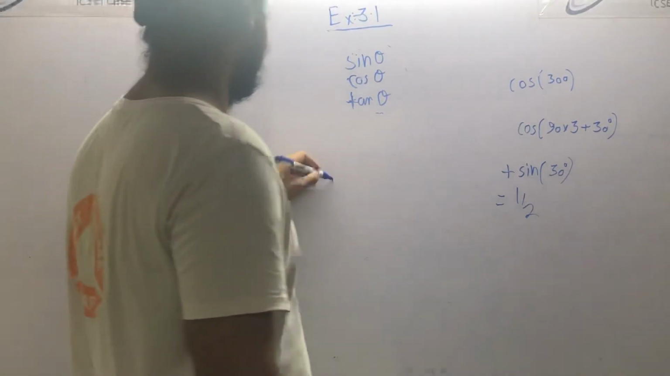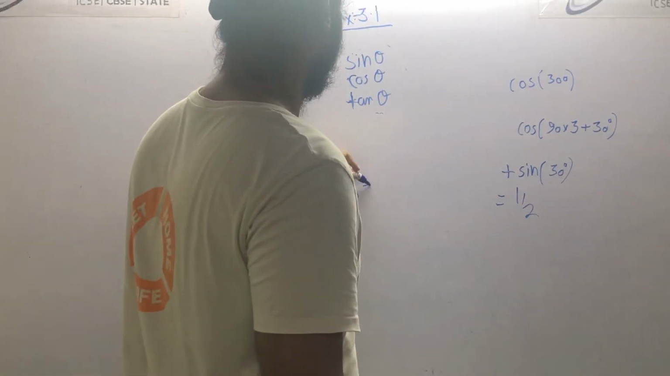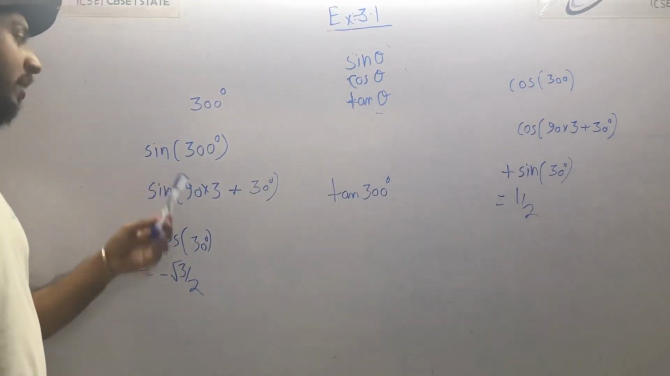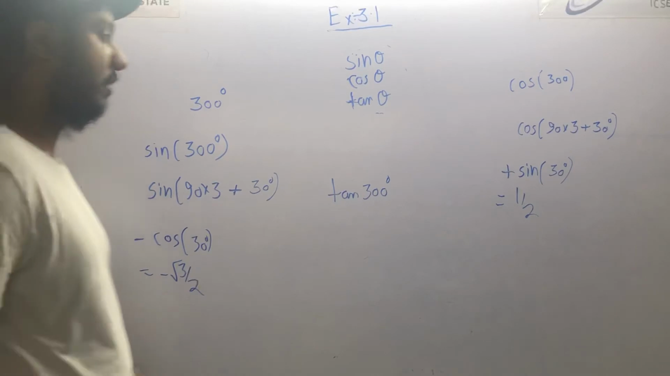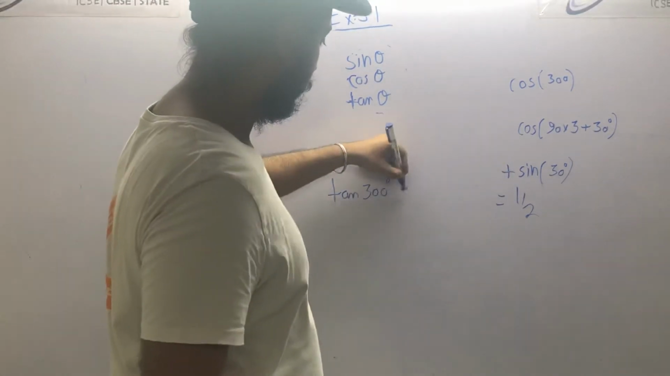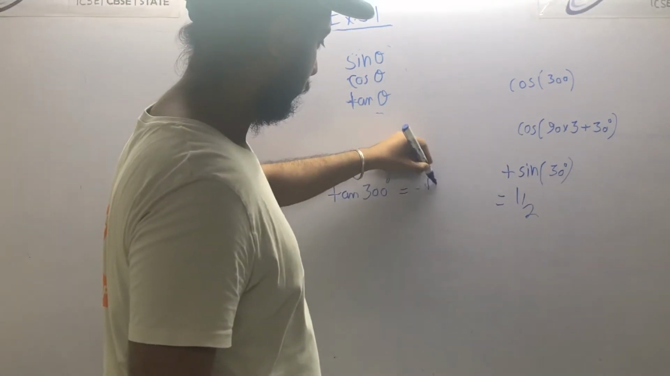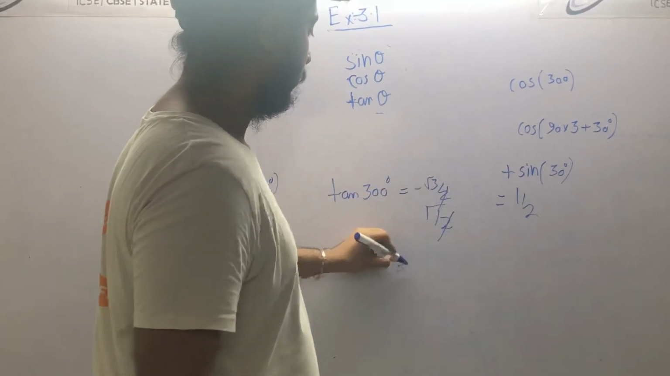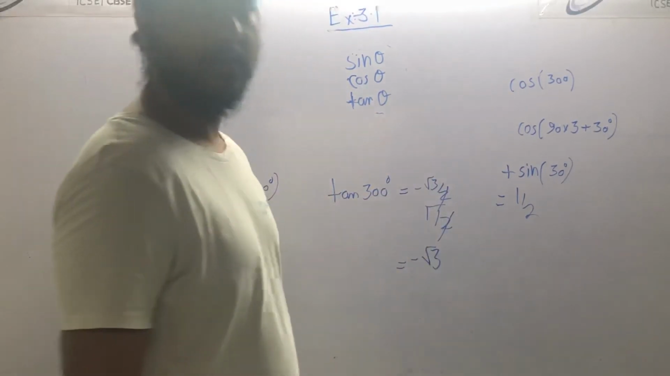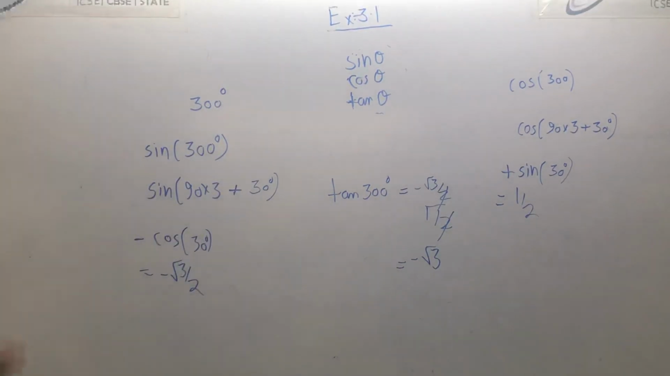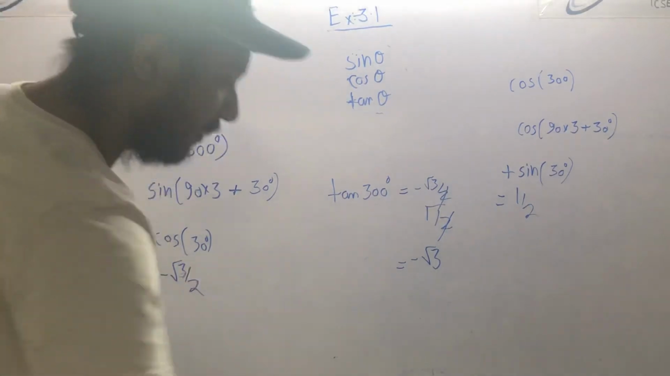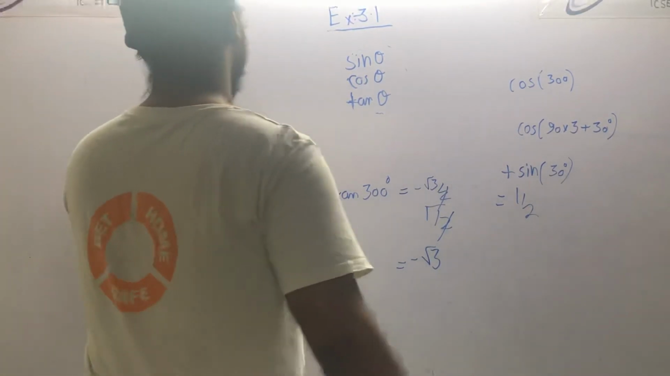Now what will be the value of tan 300? Tan 300 will be sin 300 upon cos 300. So minus root 3/2 upon 1/2 comes out to be minus root 3. Okay, so this was the 6th or 7th part of the first question.